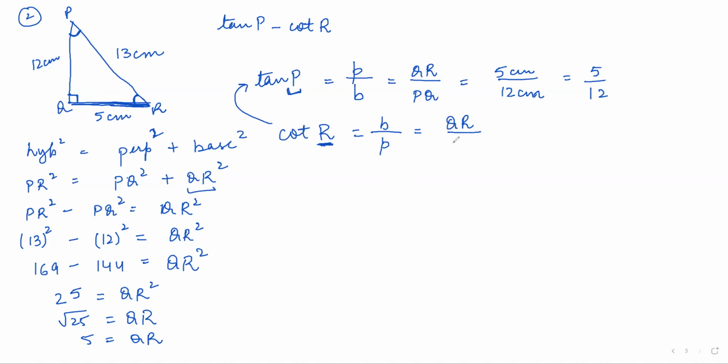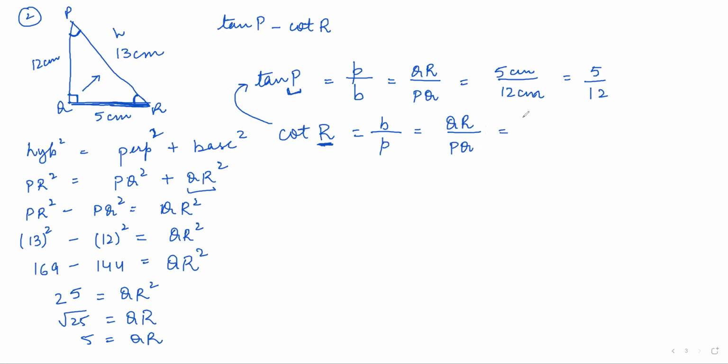Perpendicular is PQ. PR is hypotenuse. Always. PQ is perpendicular, right? Yes, ma'am. The side which is opposite to this 90 degree is always hypotenuse. Okay, ma'am. So don't get confused with hypotenuse.